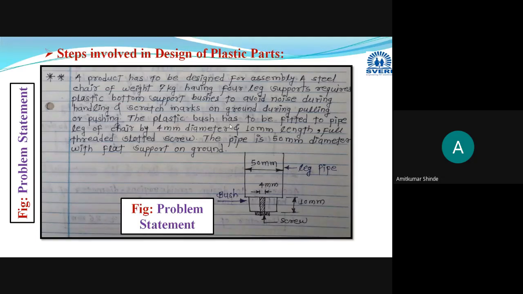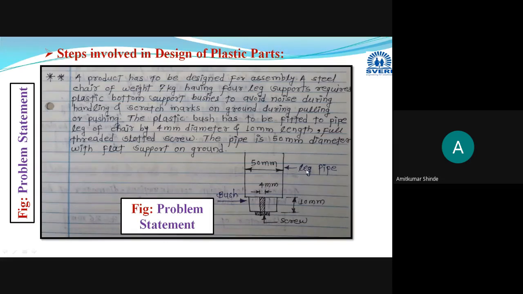Suppose here they have provided that the chair has four legs. Then for all legs, we are providing a bush. To assemble that bush with the chair legs, we require one boss. Through that boss, we are going to attach a screw, and it will get attached to the chair. Here this diagram is provided for reference.